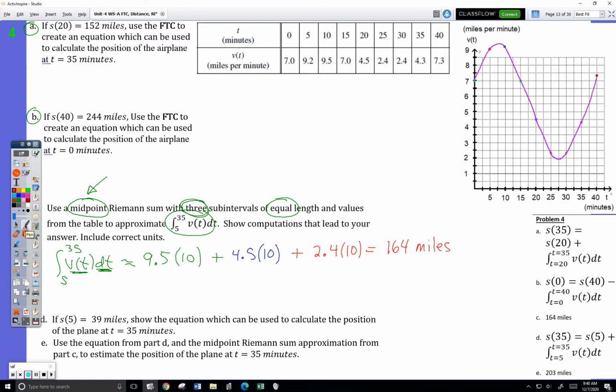Like if they said, find the integral from 5 to 20, they won't ask you to do a midpoint sum with 3 subintervals. Because the 3 subintervals would go here, and there clearly is no midpoint indicated for any of those subintervals. So they won't do that. Well, the midpoint's 7.5 minutes, but I don't have a good way to determine the velocity at 7.5 minutes. Does that make sense?